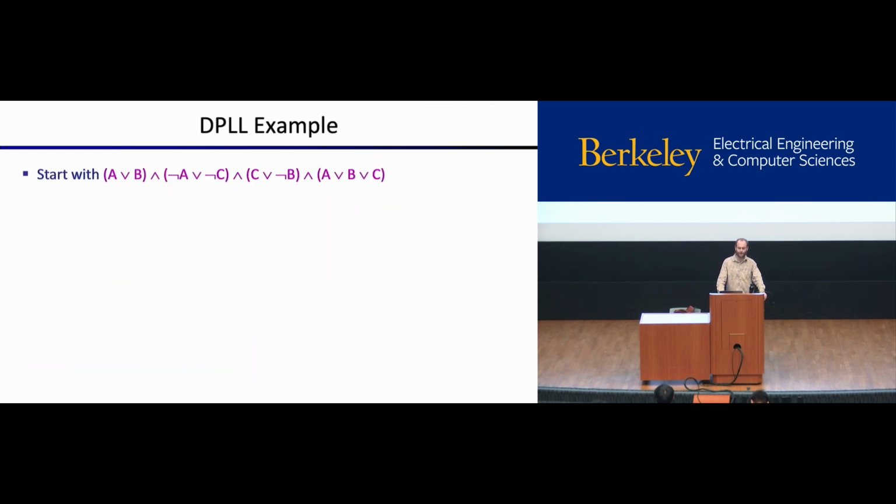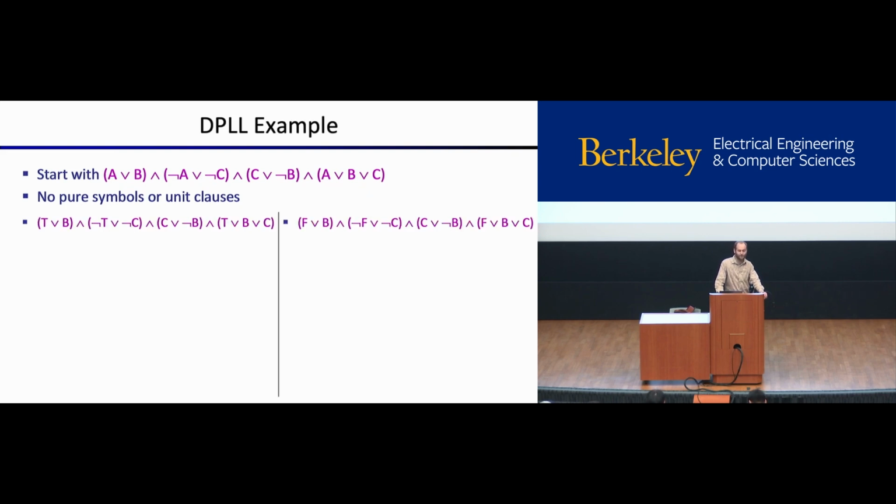Okay, here's our starting sentence in conjunctive normal form, a conjunction of disjunctions of literals. So, first pass through the algorithm, there are no pure symbols or unit clauses. You can verify this. So, we try setting A to be true, and we try setting A to be false, and we'll proceed with both of them, unless it works out the first time, in which case we don't need to go through the next time. So now we remove satisfied clauses. So this first clause is satisfied, true or B, that's gonna be true no matter what B is. The last clause is true for the same reason, so we're just left with the middle two. So that's nice, our number of clauses has shrunk.